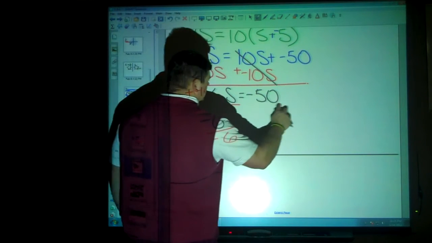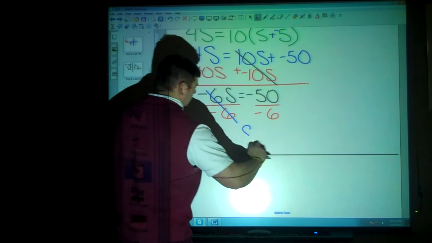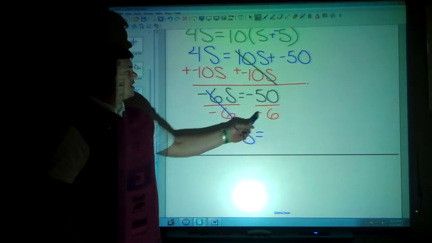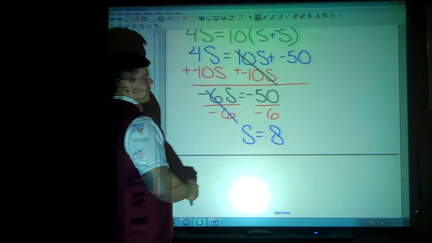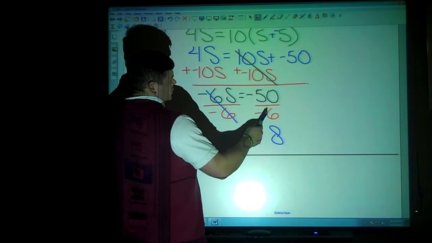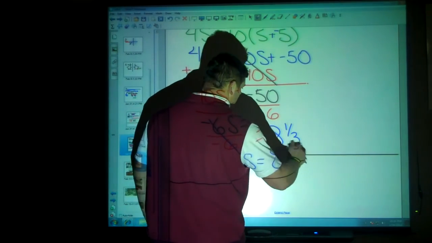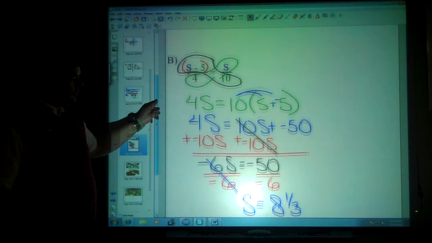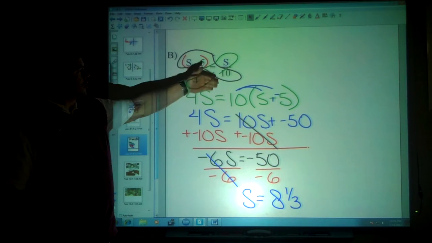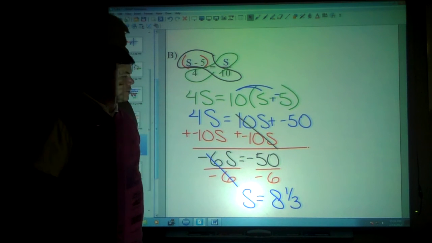Divide by negative 6. And in this case, negative divided by a negative is a positive. And 6 times 8 is 48. So I'm 2 away from the 50 that I need. Right? So I'm left over with 2 over 6, which again is 1/3. So 8 and 1/3. But again, it's all based on the idea of the cross products, enabling myself to solve these proportions.